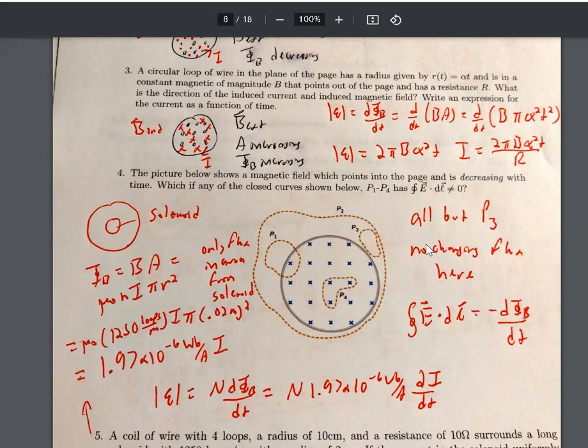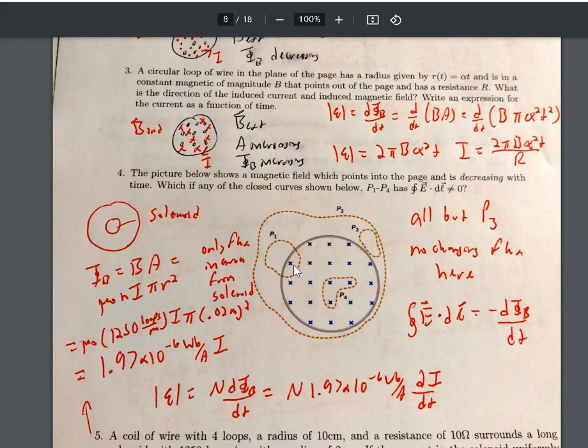Okay, but that's not the problem we have here. We said that our magnetic field here is decreasing. So because it's changing, any loop that has part of this changing magnetic field in it is going to have this integral not equal to 0.